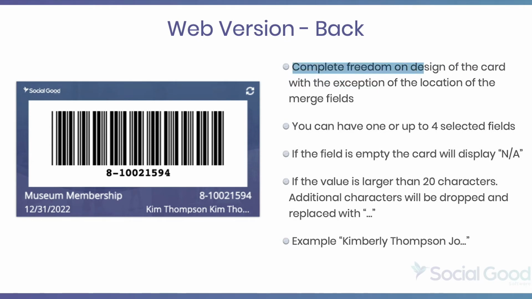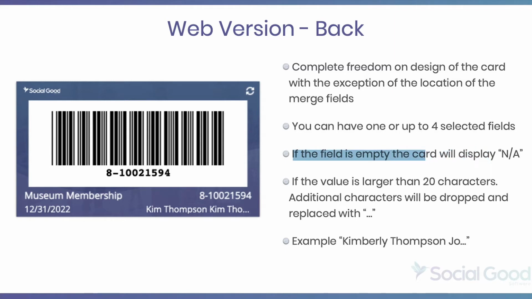So you have complete freedom on the design of the card with the exception of the location of the merge fields. So again, you can't really move these merge fields, they're just kind of there. You can have up to 4 selected fields. So same as before, you can have 1, 2, 3, 4. If you just want to have 1, you can. If you want to have 2, you can, and so on.